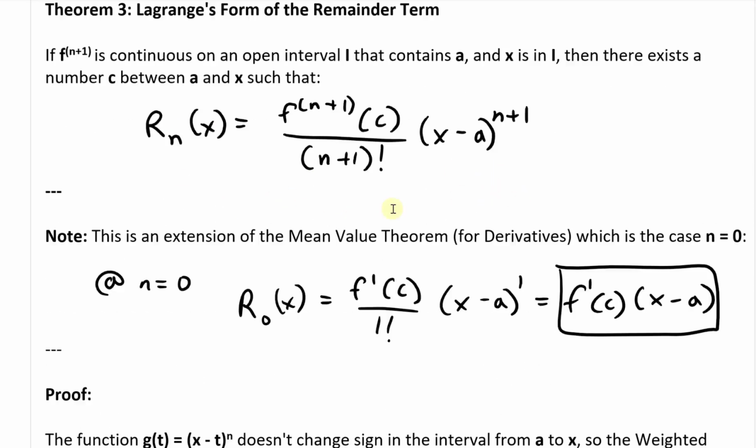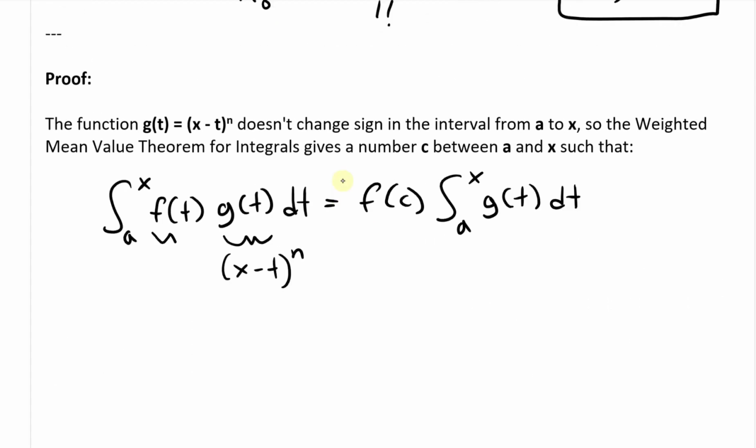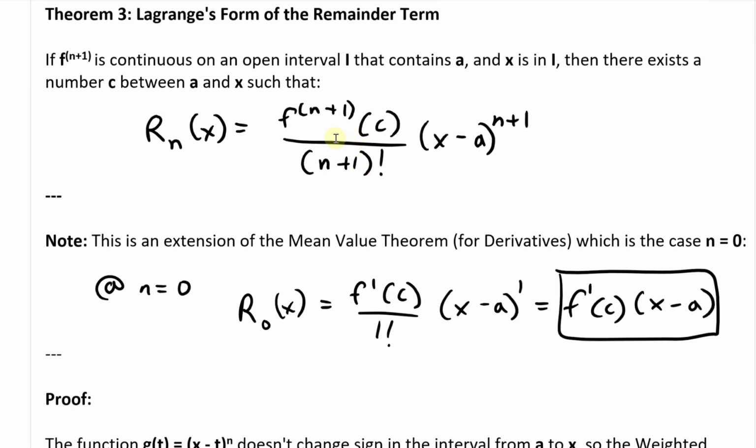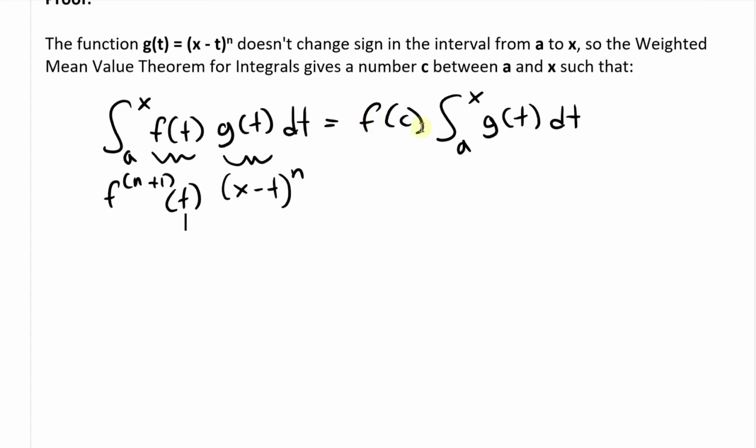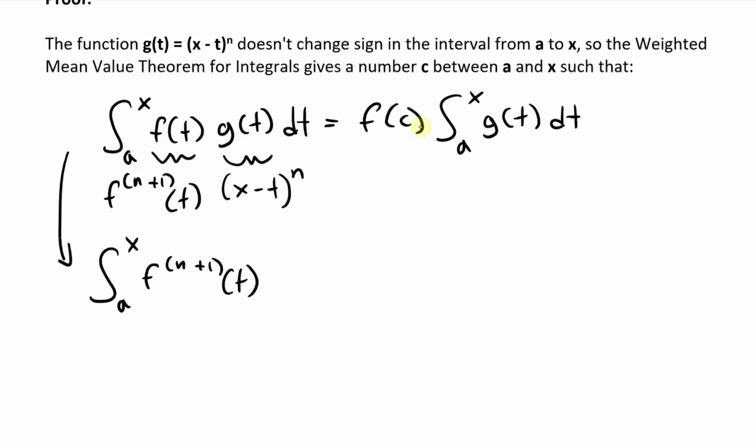Now for this f^(n+1)(c), we're going to plug that in. So f(t) is replaced with f^(n+1)(t), so that it matches up with this right here and we have f^(n+1)(c). So the integral from a to x of f^(n+1)(t) times (x minus t)^n dt is going to equal f^(n+1)(c) times, and I also forgot to include the dt over here.